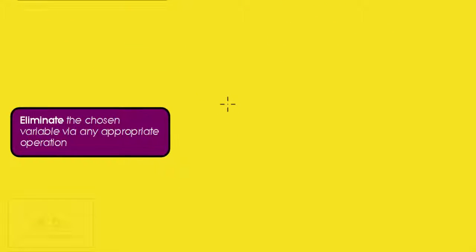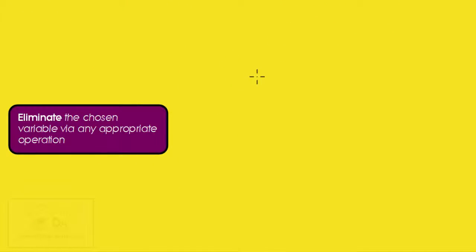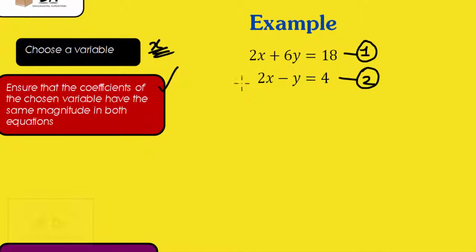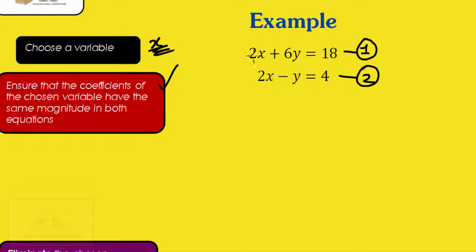So the third step, eliminate the chosen variable via any appropriate operation. So what can we do to these two equations to get rid of the variable x, or rather, what operation can we carry out with both equations to get rid of the variable x, so we can just have an equation involving one variable, which is very easy to solve? Well, if you subtract equation 2 from 1 or 1 from 2, we can get rid of x. Why?